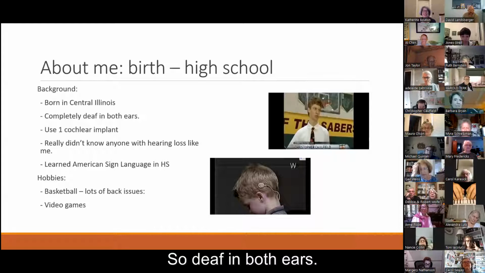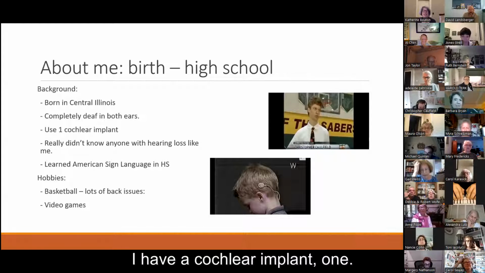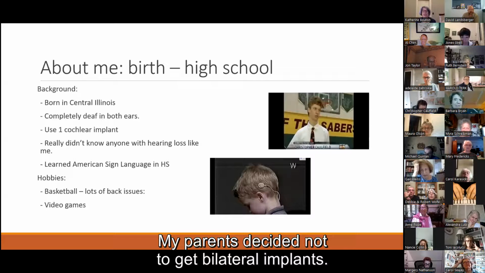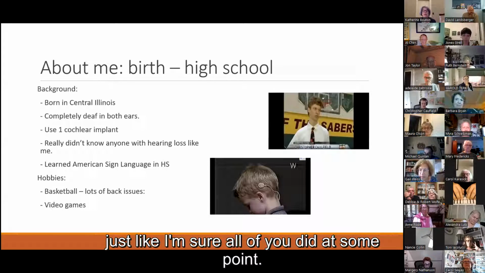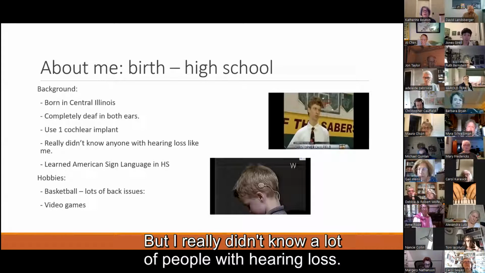So deaf in both ears. I have one cochlear implant. My parents decided not to get bilateral implants. And what's interesting about my childhood is that I received a lot of speech therapy, just like I'm sure all of you did at some point. But I didn't really know a lot of people with hearing loss.